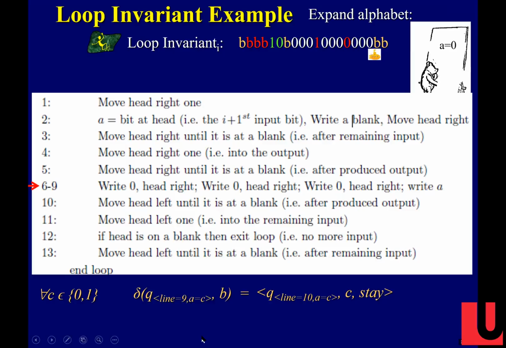How do I do that? Okay. Well, I'm in a state which knows the value of A, and so depending on the state I'm in, it's going to write. I'm going to then write the value of C. And C is 0, basically, because A is now 0. In this case, if C was 0, then there would be a 0 stored here, and I would be in state line 9, A equals 0, and I would write a 0. If C was 1, there would be a 1 stored here, and I'd be in state line 9, A equals 1, and I'd be writing a 1. Right, does that make sense?